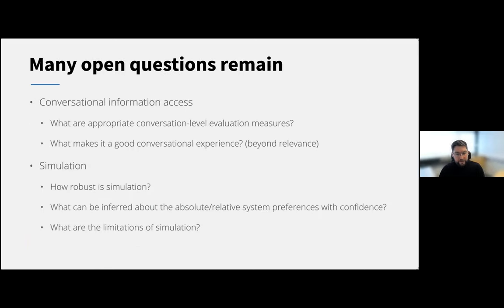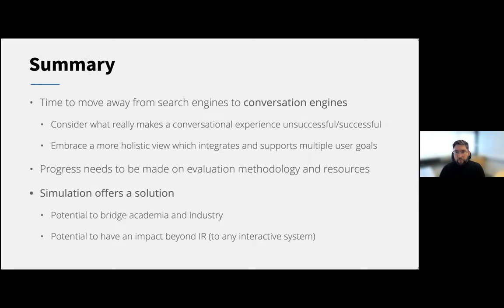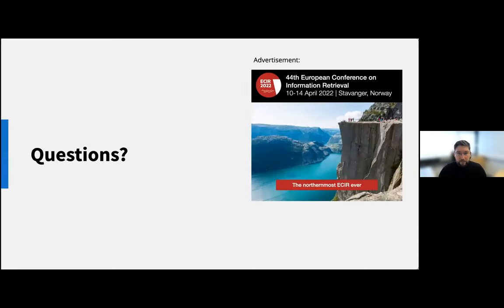There are many open questions that remain, both for conversation information access in general and for simulation. I think we do need better measures for measuring conversation level user satisfaction and go beyond just relevance there. And in terms of simulation, it's still a very much open question how robust this is, what can be inferred with confidence about the findings that we get or measurements that we get using simulation, and what are the limitations. So I want to close with this slide. In the interest of time, I will stop and just let you read it. And I'm happy to take questions.